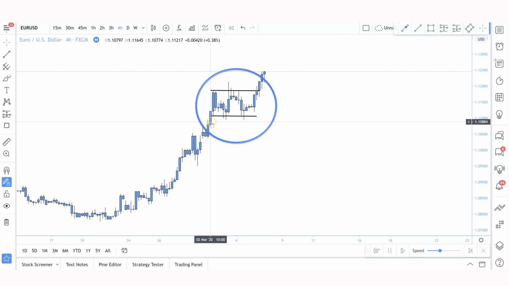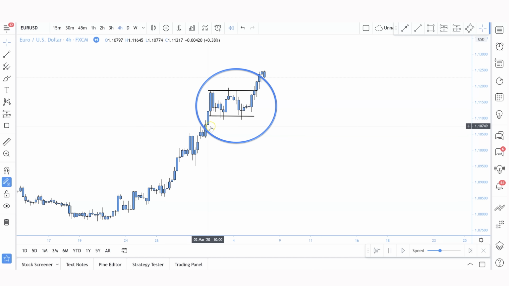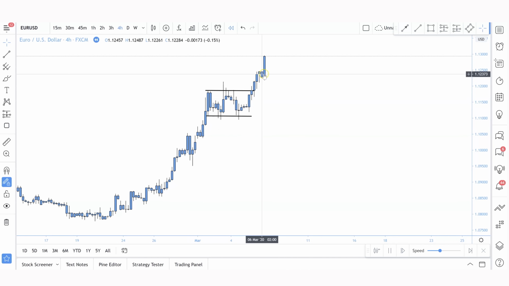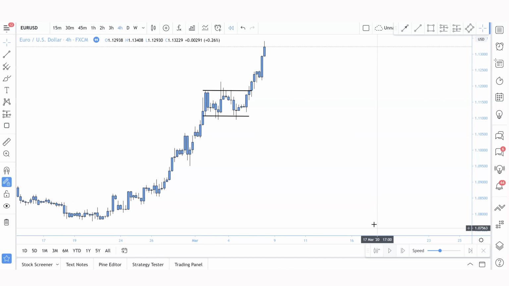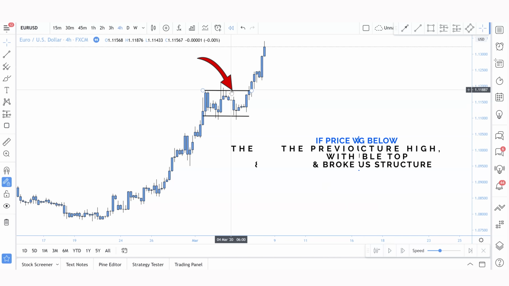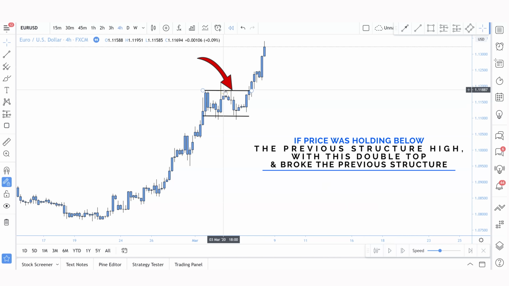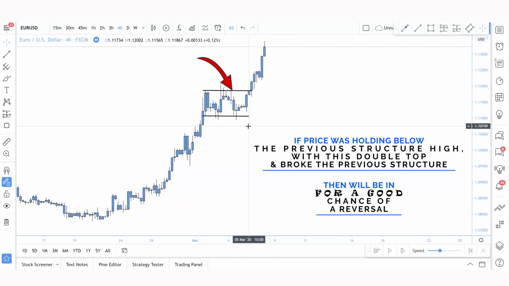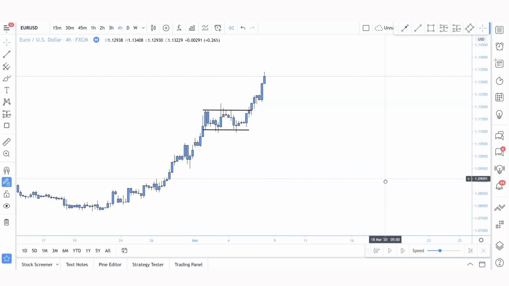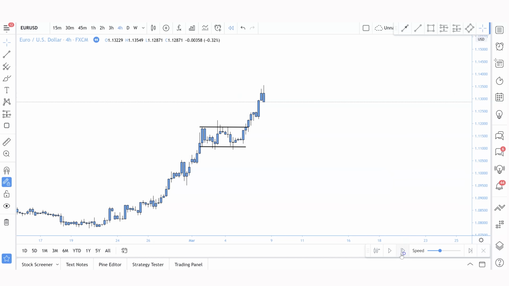So what we thought would have been a trend reversal here has now been invalidated because price has now broken above this structure. If price was holding below the previous structure high with this double top and broke the previous structure, then we'd be in for a good chance of a reversal. But now, as you can see, the market's continuing to the upside.